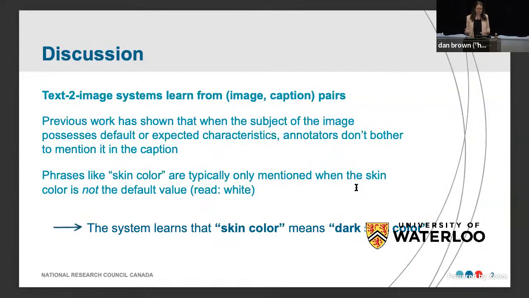And the intuition here is these text-to-image systems learn from image caption pairs. And a lot of previous work has shown that when the subject of an image possesses the default or expected characteristic, then annotators don't bother to mention it in their caption. And so phrases like skin color are really only used when the skin color is not the default value, which in this case is white. So the system implicitly learns that skin color really means that it's dark skin color. And this is our intuition of why the intervention works in one direction, but not the other.